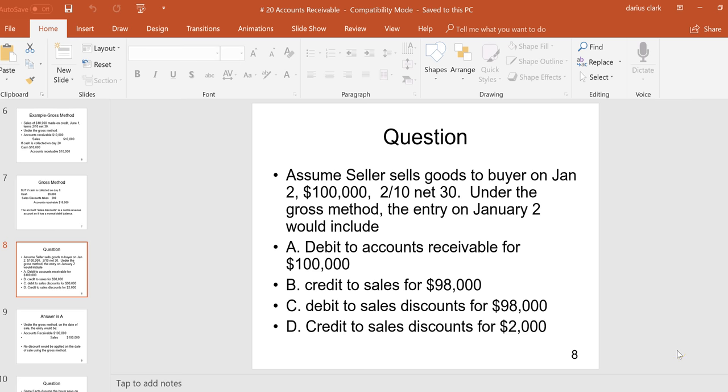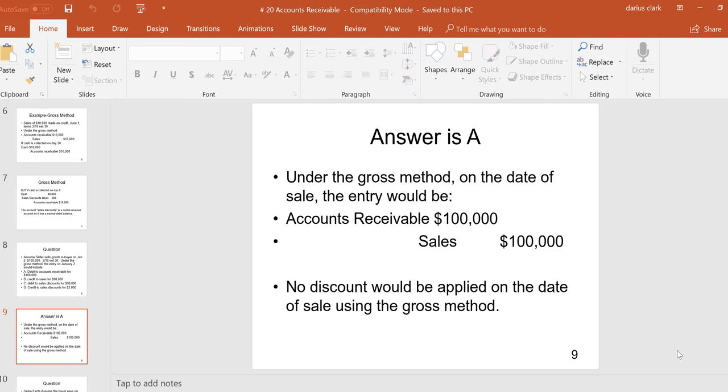You'll always know the amount of the discount because the question will say like this. Assume seller sells goods to buyer on January 2nd, $100,000, 2/10, net 30. They have to tell you which method they're using. Under the gross method, the entry on January 2nd would include, well, you're going to debit accounts receivable and credit sales, but for how much? The full thing, if you're using the gross method, the full 100,000.